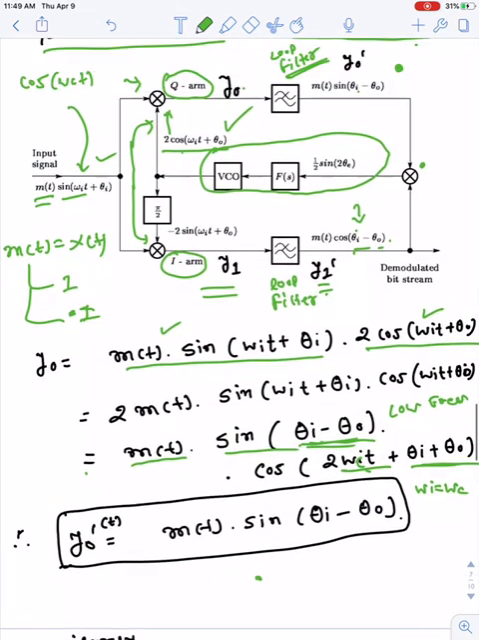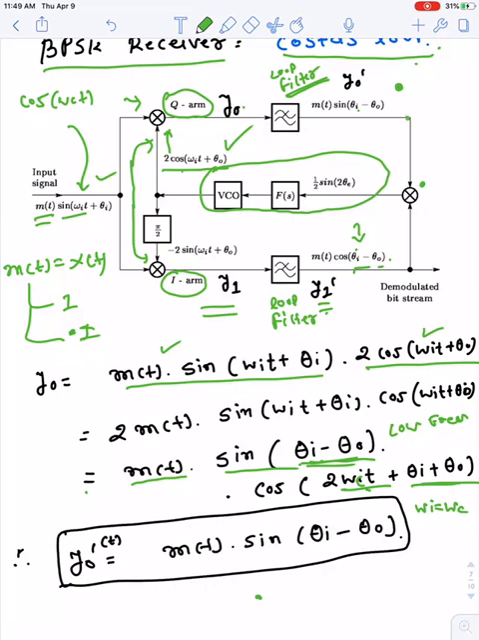Finally, two signals are available at the outputs of the low pass filters: m(t) sin(theta_i minus theta_0) for the upper branch and m(t) cos(theta_i minus theta_0) for the lower branch. Both will be multiplied, producing 1/2 sin 2(theta_e), where theta_e is equal to theta_i minus theta_0, the difference.